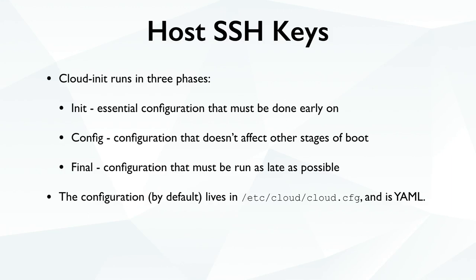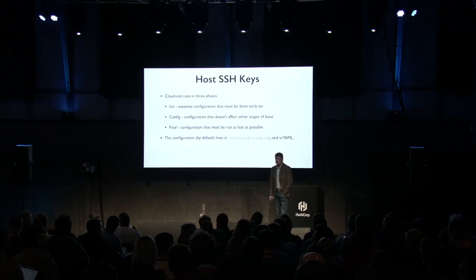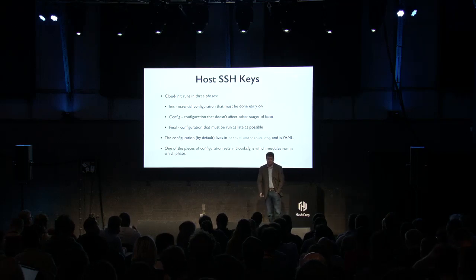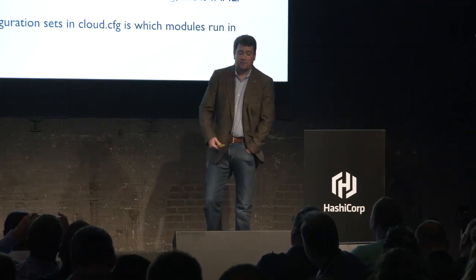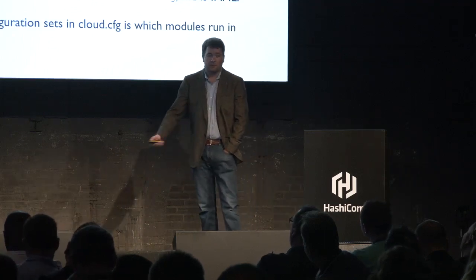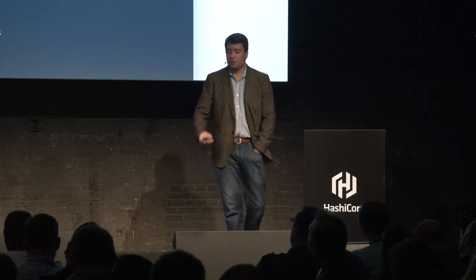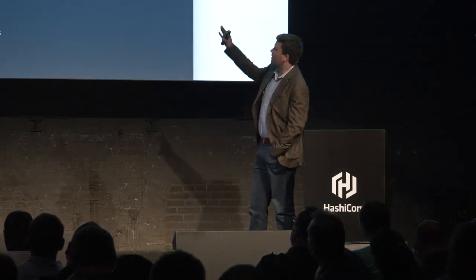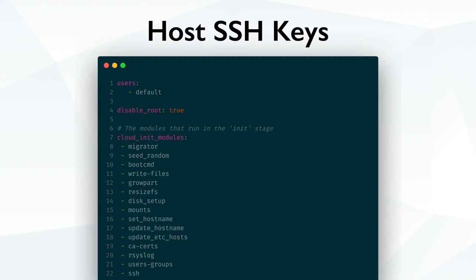The configuration as to what runs in each phase lives, at least on Ubuntu, in /etc/cloud/cloud.cfg, and it's obviously YAML, because why wouldn't it be? One of the pieces of configuration in there is what module runs in which phase. So if we go look at this, I've snipped it around a bit to make it fit on the slide, but we can see the modules that are going to run in the init phase.